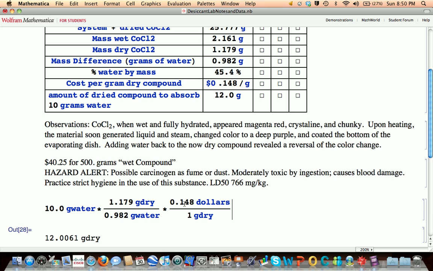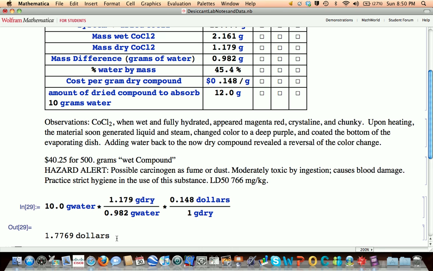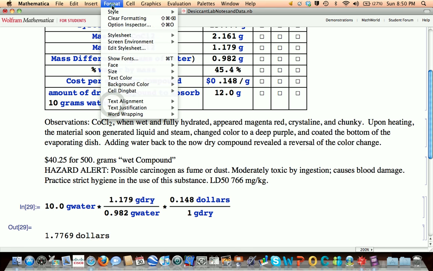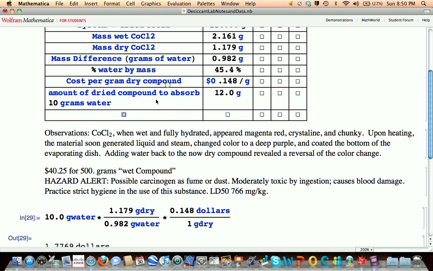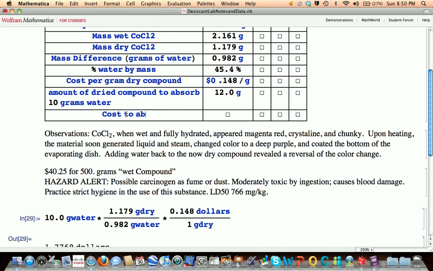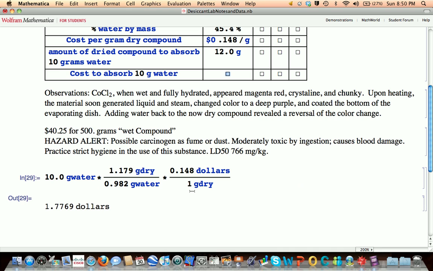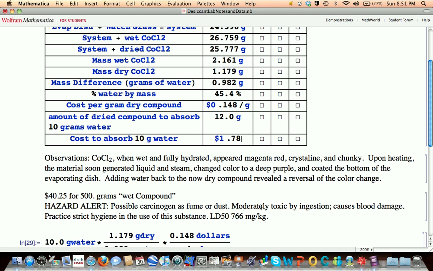And so if we stop right there, now my number says, okay, what's it going to cost me to pick up 10 grams of water? So I'm going to insert one more cell here. Where am I? Oh, insert, table matrix, add a row, and cost to absorb 10 grams water. And I have an estimate here that says it's going to cost me 1.7, what are you going to do here? I'm going to round up, right? $1.78. So that's a way of looking at this a bit more comprehensively.